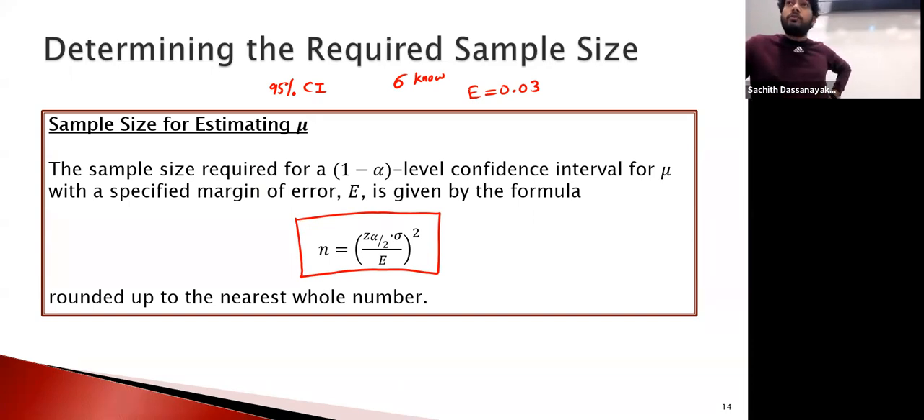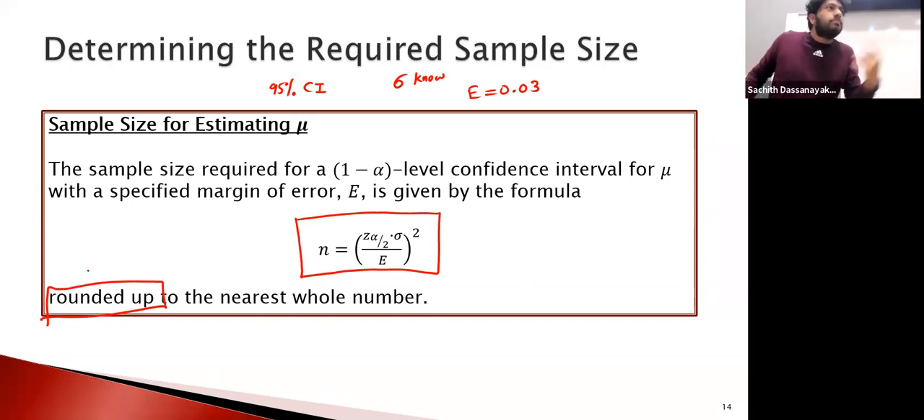Once you get the value for n, always round it up. Most of the time when you solve this right-hand side, you will get decimals, like 100.5, 100.444, something like that. So always round it up, because sample size is just a whole number, 101, 102, something like that. Don't round it down, round it up, because if you round it up, it's better.